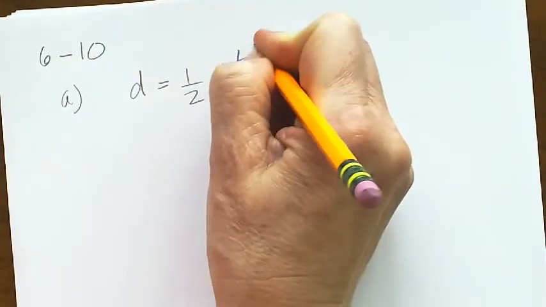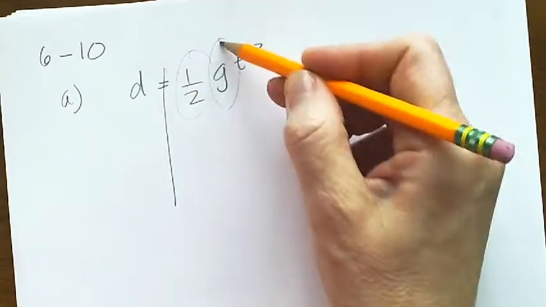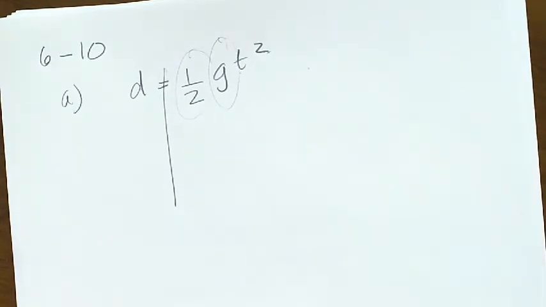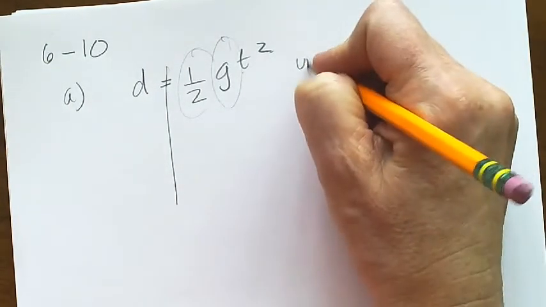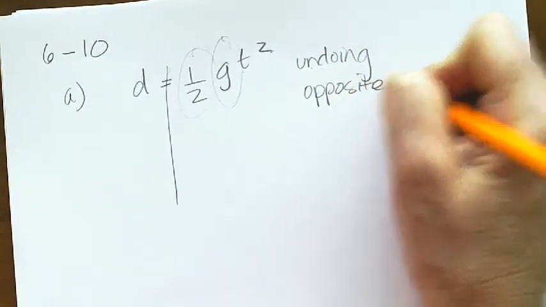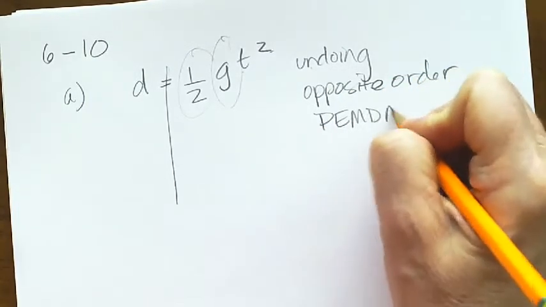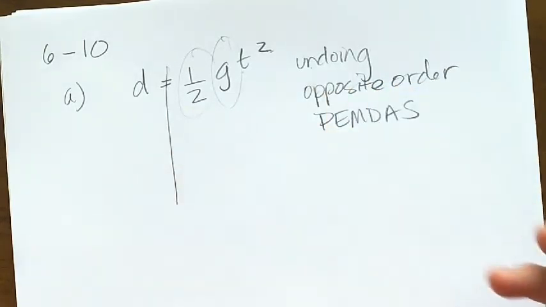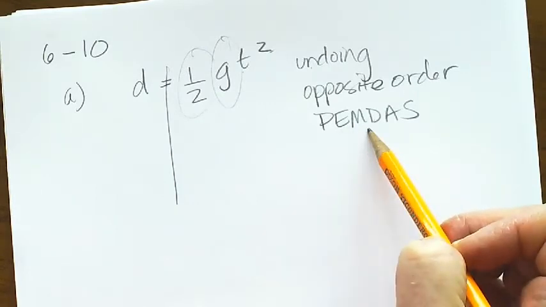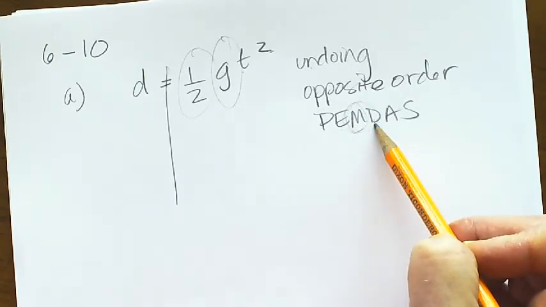Okay, I'm trying to get t by itself. I want to get rid of this, and I want to get rid of that squaring. So I'm going to go from the outside in. When you are undoing a problem, you go in the opposite order for your order of operations. Normally you would do your exponents and then you would multiply. Here we're going to undo the multiplication by dividing first.